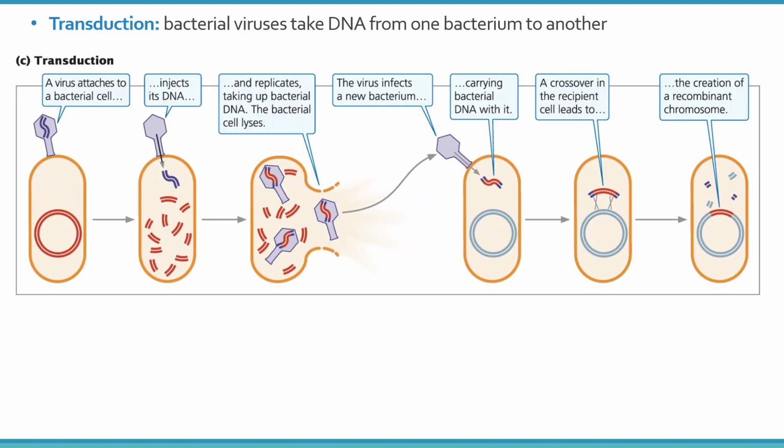Our last mechanism of horizontal gene transfer in bacteria is transduction. This is where a virus infects a cell, picks up a piece of the host cell DNA by accident and packages it into its viral particle and then inserts it into the next cell when it infects the next cell. So we're going to talk a little bit more about this mechanism after we talk about viruses, and we will talk about it in our virus video.